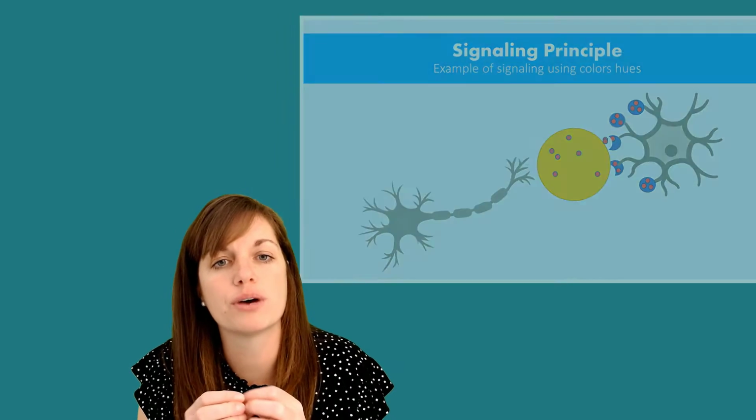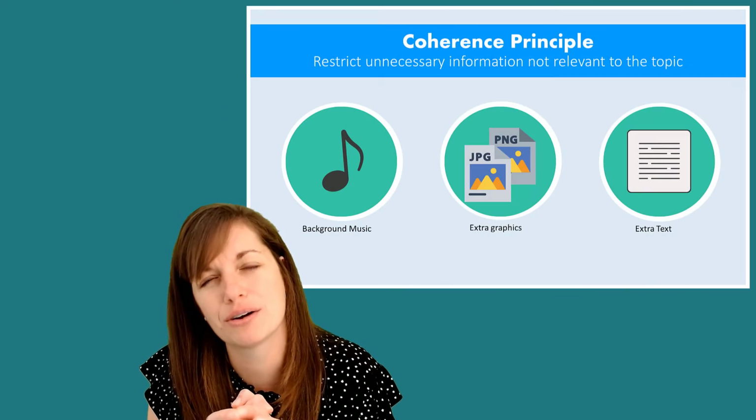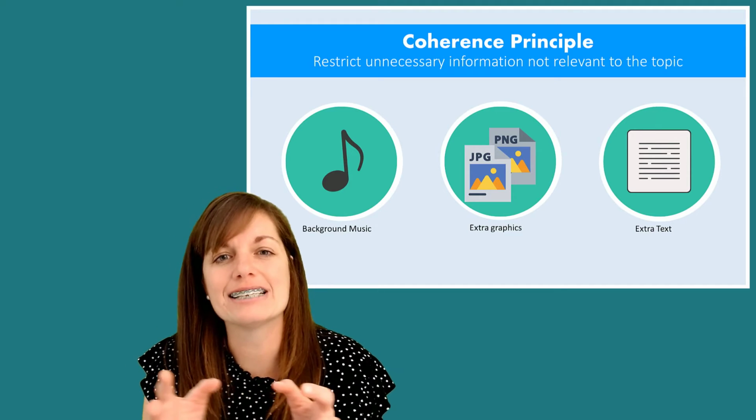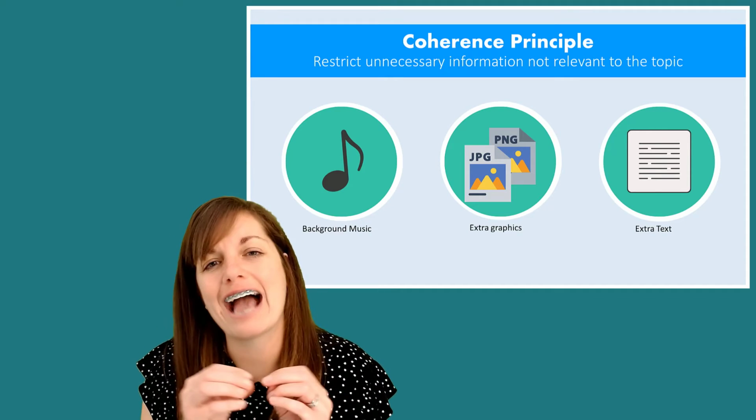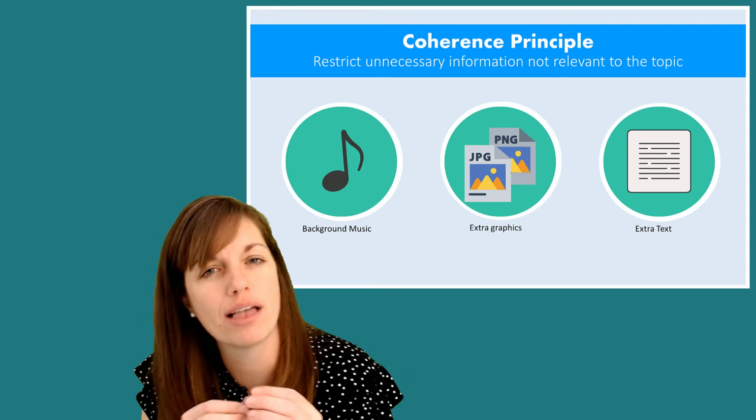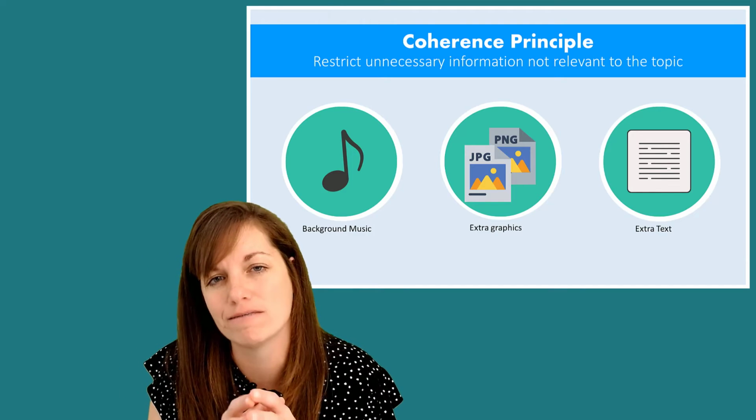Signaling helps with cognitive load because, again, it shows the learner what they need to focus in on, and they can minimize the extraneous content that they could be exposed to without signaling. Coherence principle, similar to redundancy and signaling, removes any extra fluff that is not relevant to the learning content.